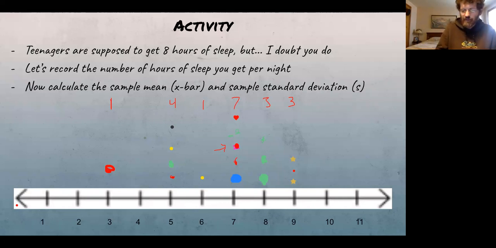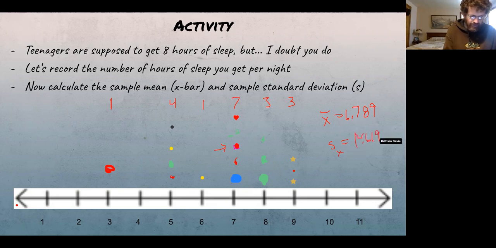I want you guys to have these numbers available. Hopefully you know how to do it, and you're not just waiting for me to do the calculation. When I do this, I see we have an x-bar of 6.789 with a standard deviation. I'm using the sample standard deviation, which is s sub x the way they write it here, of 1.619. Those are the numbers we're going to be working with.